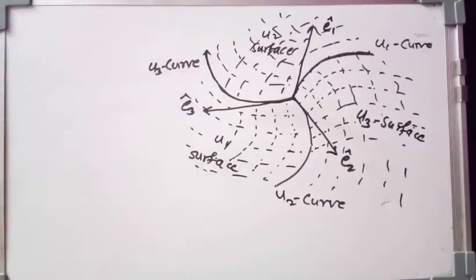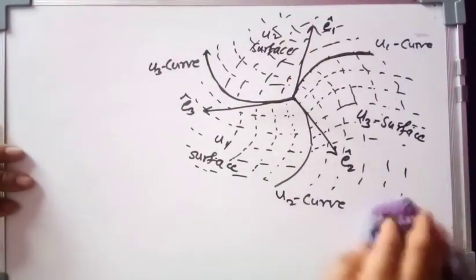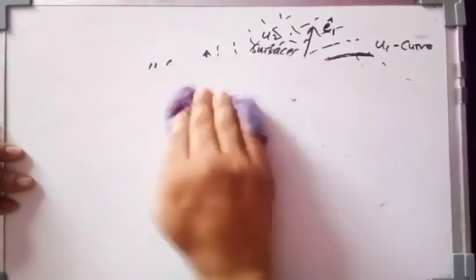An intersection of three curves gives you position of point P, or intersection of three surfaces gives you position of point P. Okay. Now let us turn towards the next topic.